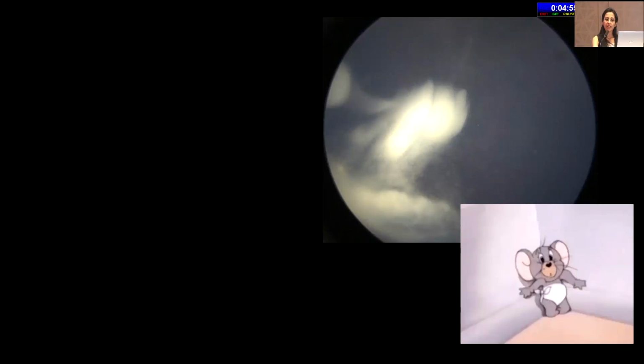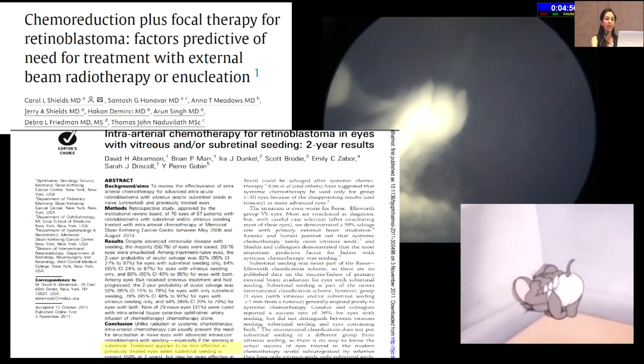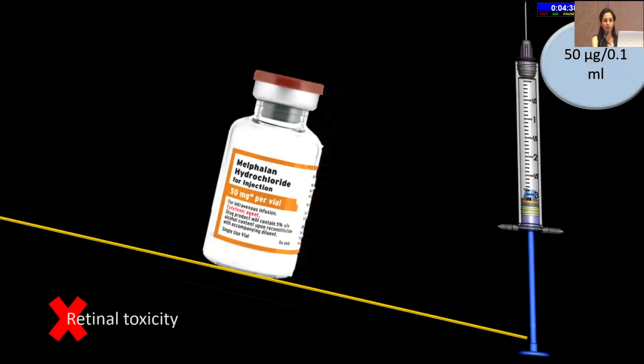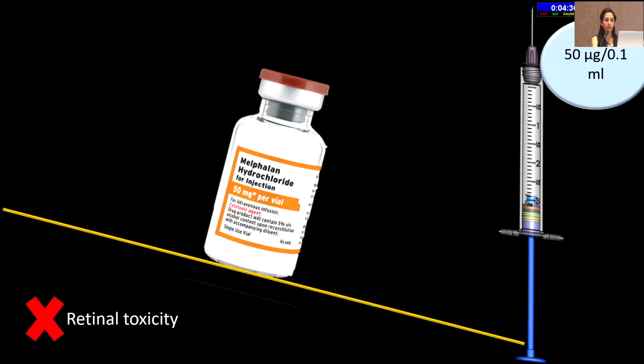Vitreous seeds have been identified as the most common cause of treatment failure post-chemotherapy. Intravitreal injection of chemotherapeutic agent solved this problem to quite an extent. It started with melphalan given in a dose of 8 microgram, but a high rate of recurrence was noted. So a shift to 50 microgram was done, but soon discontinued because of its propensity to cause retinal toxicity.